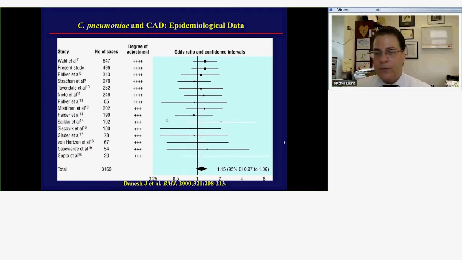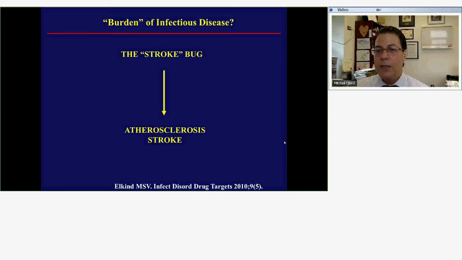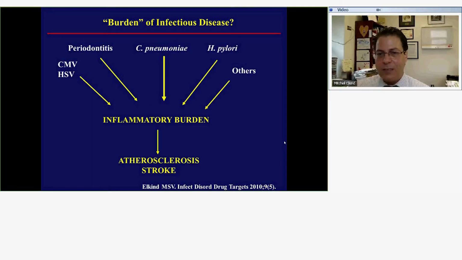So I think this kind of data called into question the notion that chlamydia pneumoniae was going to be the stroke bug. There's a lot of enthusiasm, but was it really going to be responsible for all atherosclerosis and stroke? That, I think, is an unlikely idea. And so we've moved away from this idea that there's a single stroke bug and instead have started to think about this as an infectious burden, or that all of these different common infections may contribute to an inflammatory burden that can then lead to atherosclerosis and stroke.